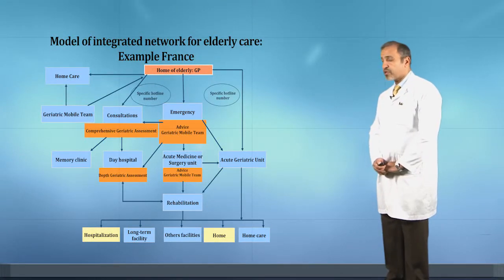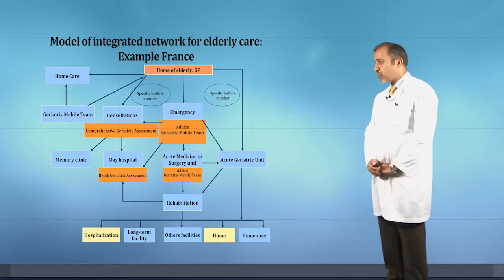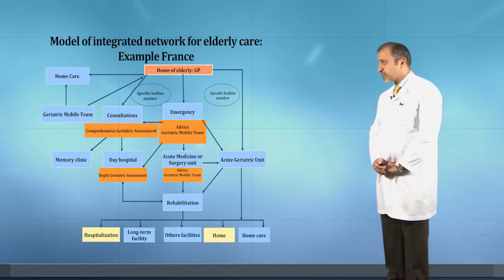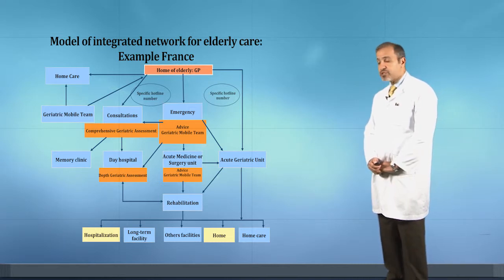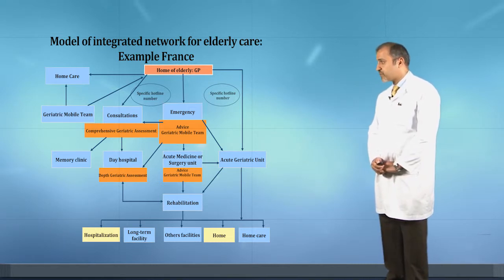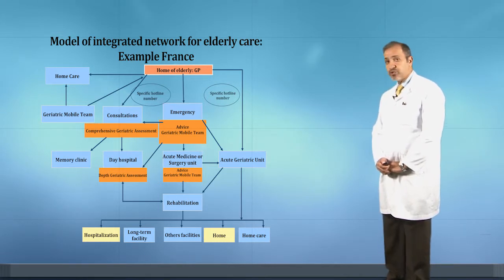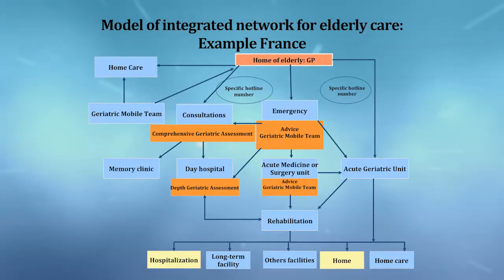The integrated network of elderly care could be very complex, but includes geriatric mobile teams, consultations in a comprehensive geriatric assessment, and emergency room consultations where advice from the geriatric mobile team is important. Acute geriatric units can be very beneficial for patients rather than the general medical ward. Also acute medical or surgical units, day hospitals, a memory clinic, and rehabilitation.